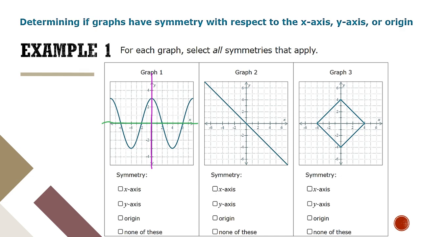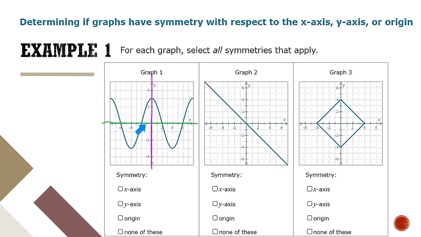In this case, this green line is the y-axis. Is it symmetric over the x-axis? We're looking at points here. If I match the y value, this y is 2, the opposite of it would be negative 2, and there's nothing there. So this can't be symmetric over the x-axis.